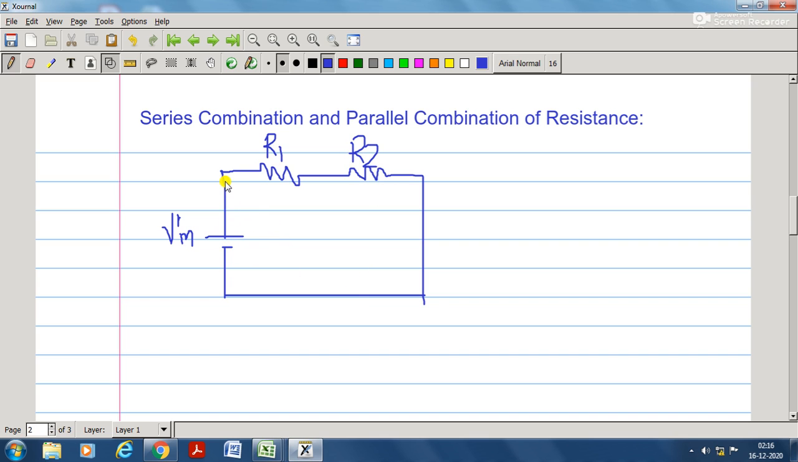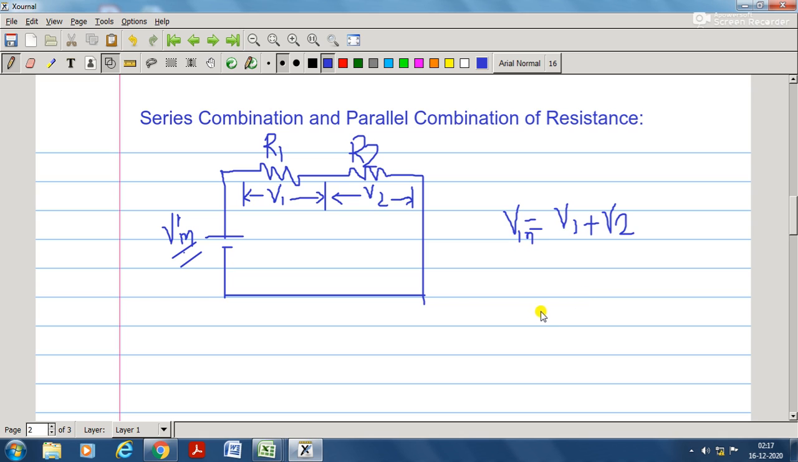Now when we apply V in, this voltage gets divided among the two resistors. Say for example, V1 is the drop across R1 and V2 is the drop across R2. So in the overall sense, we can write that this voltage, V input, is the summation of V1 plus V2.